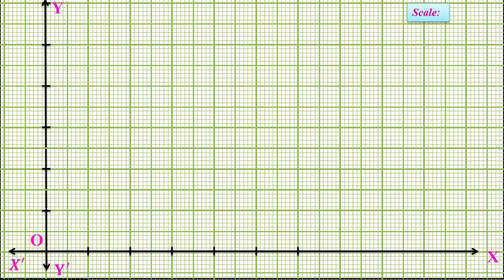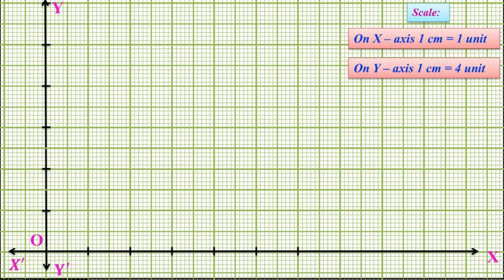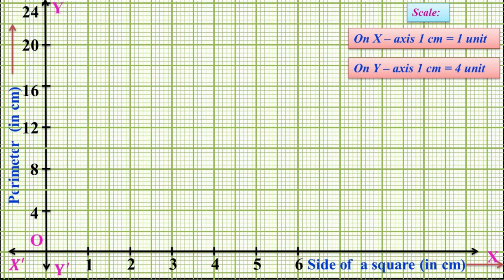Now we take the scale. The lowest value on the x-axis is 2 and the highest value is 6. So we can take on the x-axis 1 centimeter equal to 1 unit. The lowest value on the y-axis is 8 and the highest value is 24. So we can take on the y-axis 1 centimeter equal to 4 units. Now mark the points on the x-axis 1, 2, 3, 4, 5, 6, and mark the points on the y-axis 4, 8, 12, 16, 20, 24.